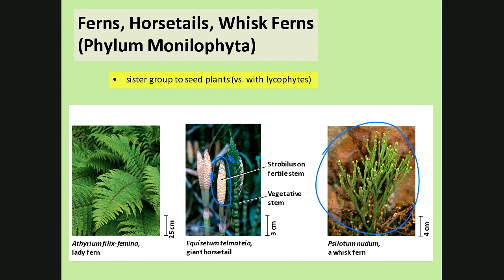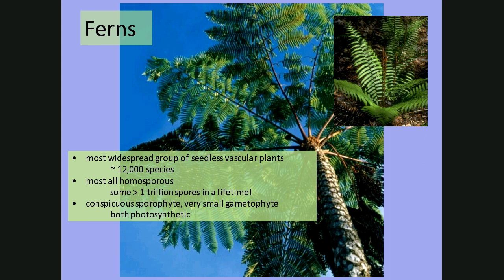Okay, ferns, they're the most widespread. 12,000 species of ferns. Some get very tall, these tree ferns. Most are homosporous, so most make a bisexual gametophyte. That's the gametophyte you're going to be looking at under the microscope, and I have some pictures I can show you of that too. Over 1 trillion spores are produced in a lifetime by your average fern.